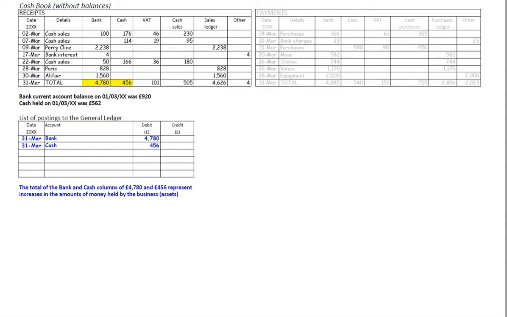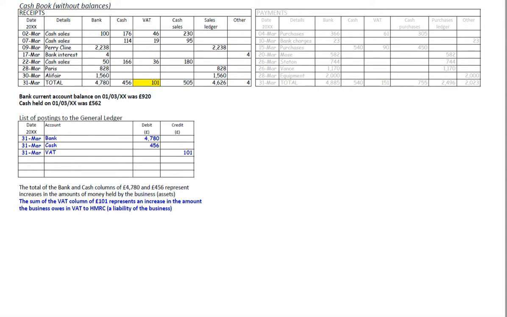Then we can move on to the other columns on the cash book receipts, which tell us where all of the money that's gone into the bank or has been received as cash, where that money has come from. The first column is the VAT column, and the total of £101 is going to be credited to our VAT account. Now, it's going to be credited to the VAT account because it represents an increase in the value of the liability that we now owe to HM Revenue and Customs in respect of our VAT.